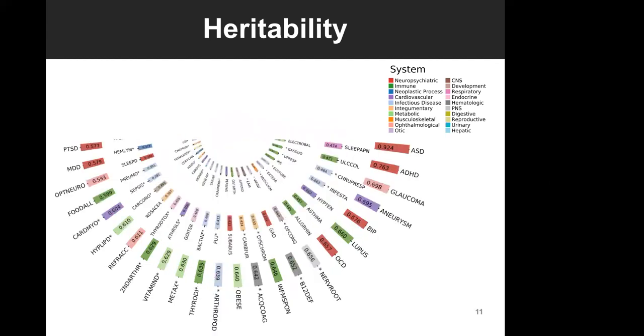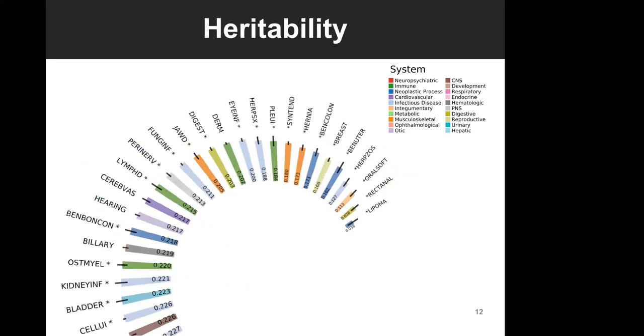If we zoom into the higher extreme, we can see that autism is the highest at 92.4% heritable, and a couple more neuropsychiatric diseases are highly heritable as well. Several immune system diseases are highly heritable, as well as metabolic diseases. So that seems to be a trend.